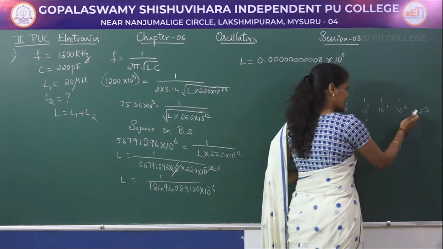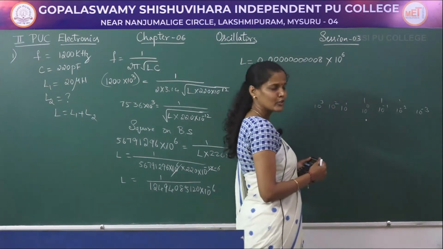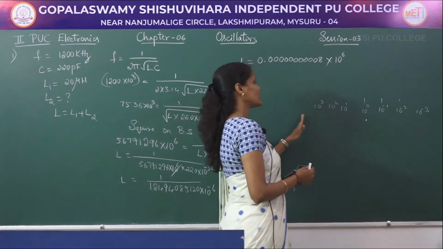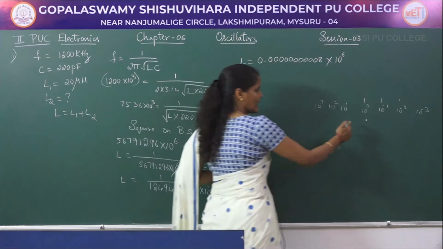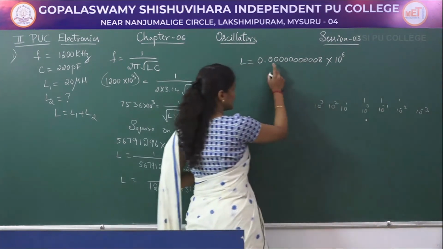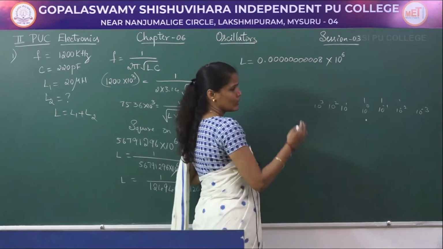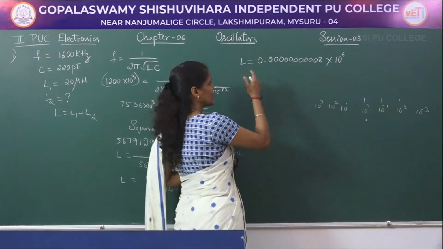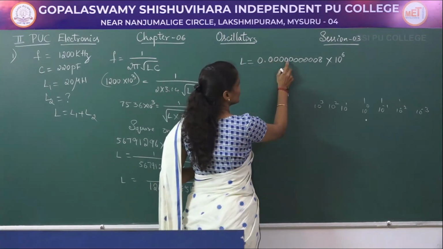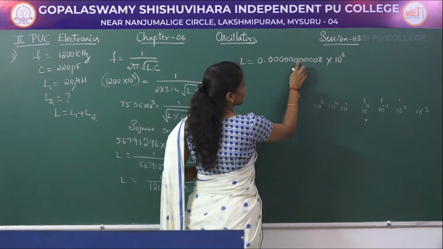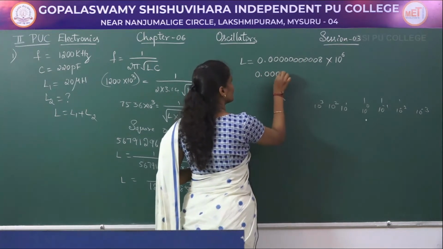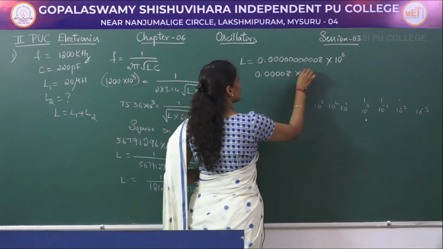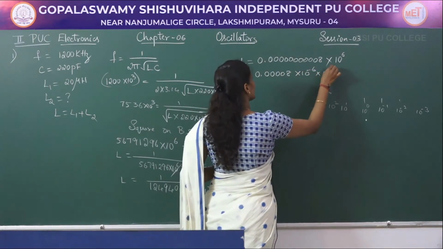If you shift the point to the right side, 10 to the power of negative values comes. If you shift the point to the left side, 10 to the power of positive values comes. So if 10 to the power of minus 6 is needed, I have to shift this to the right side by 6 places. 1, 2, 3, 4, 5, 6, that is 0.4 zeros 1, 2, 3, 4, 8 into 10 to the power of minus 6 into 10 to the power of 6.